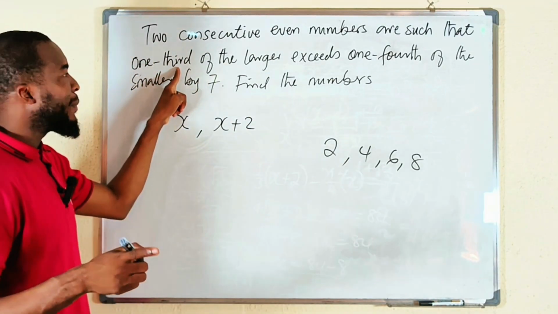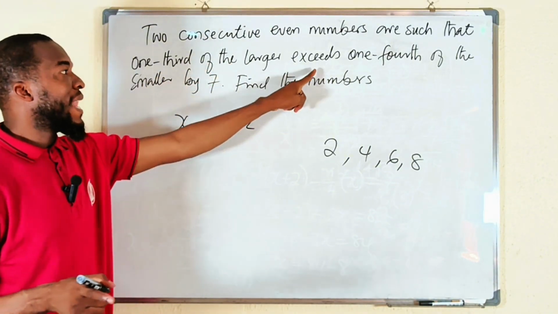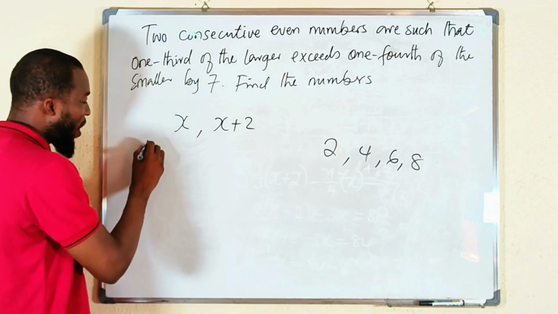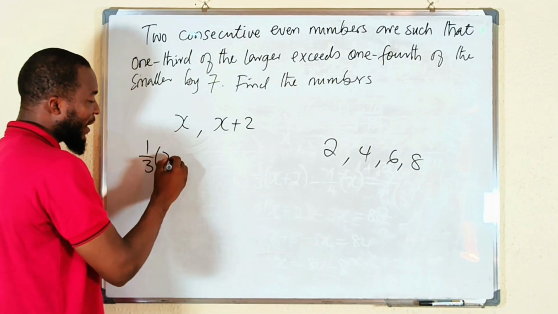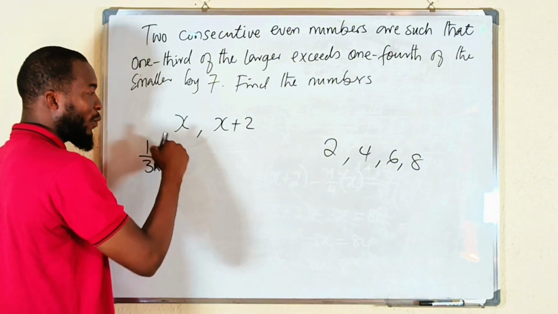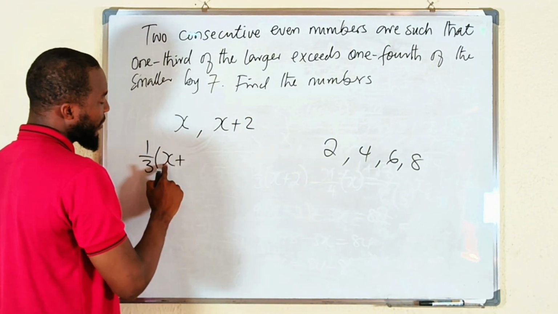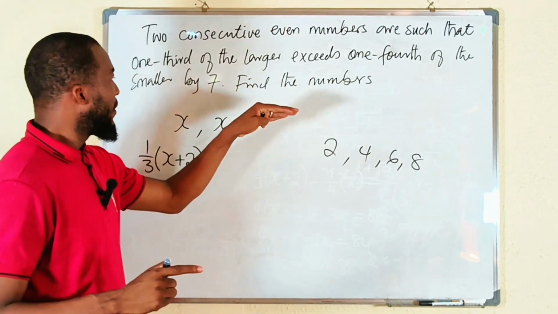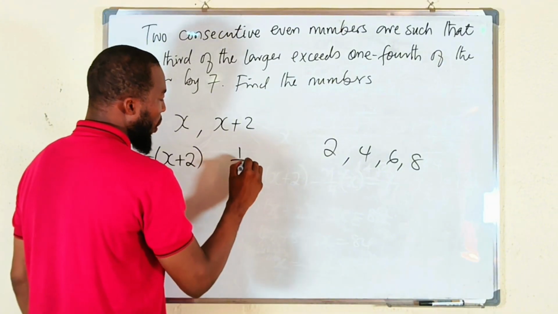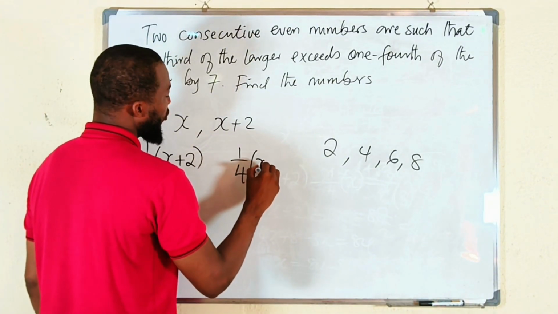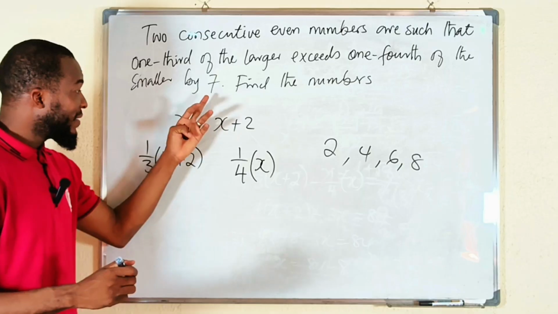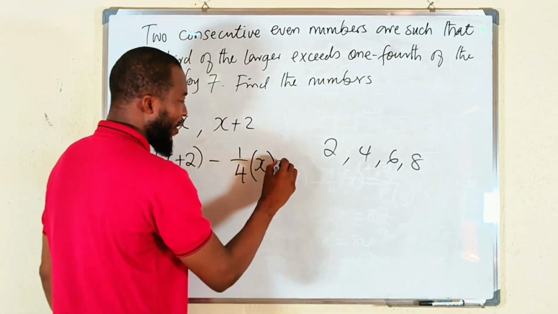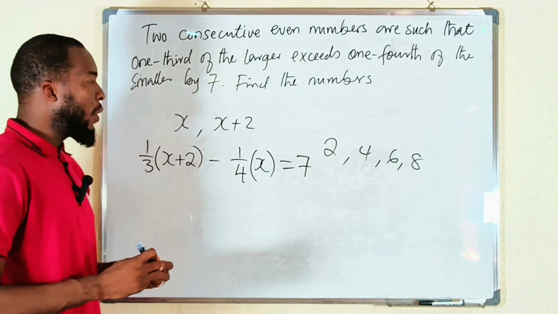1/3 means 1 divided by 3 times the larger. This is the larger because we are moving from smaller to larger. So 1/3 of the larger, which is x plus 2, we are looking for x, remember. 1/3 of (x plus 2) exceeds 1/4 of the smaller, which is x. If it exceeds by 7, it means if you take away the smaller from the larger, the result will be 7. So minus equals 7. This is how to interpret words like this.